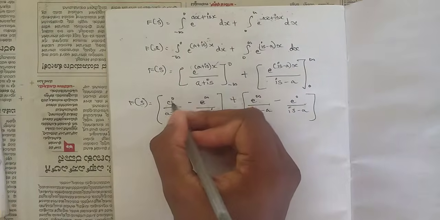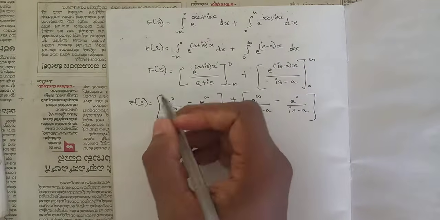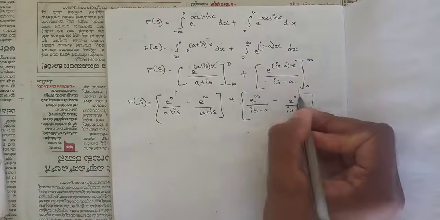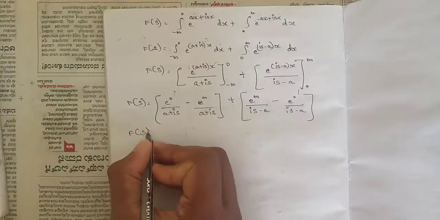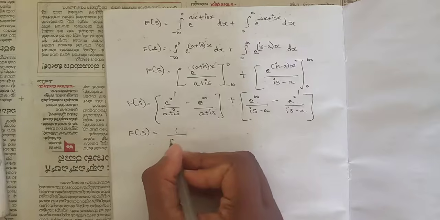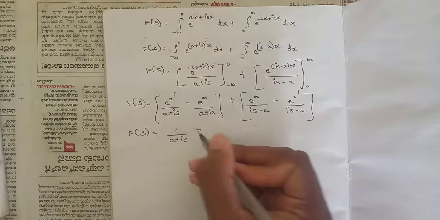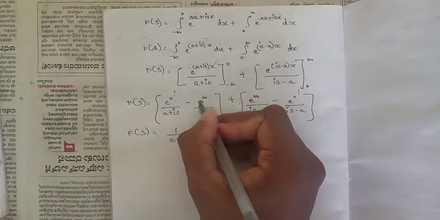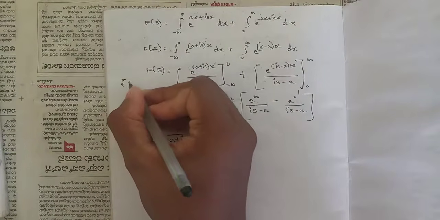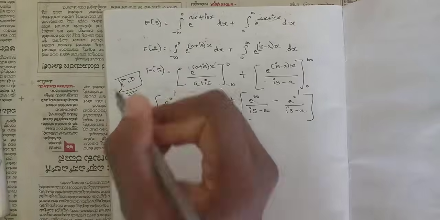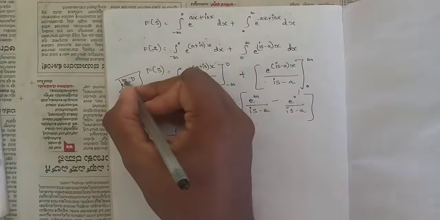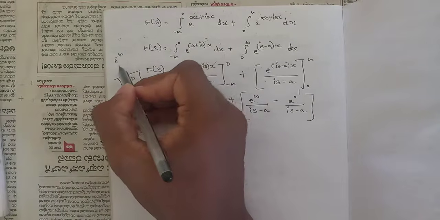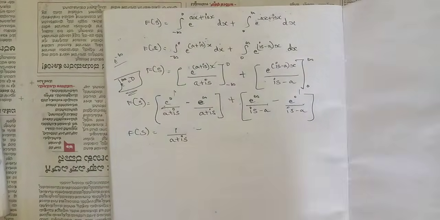Now we know that e power 0 is equal to 1, and anything to the power 0 is equal to 1. So f of s is equal to 1 divided by a plus s, minus, and e power infinity. The standard value of e power infinity, or e power minus infinity, is equal to 0. You need to remember this.